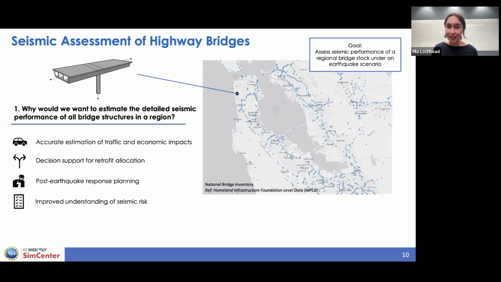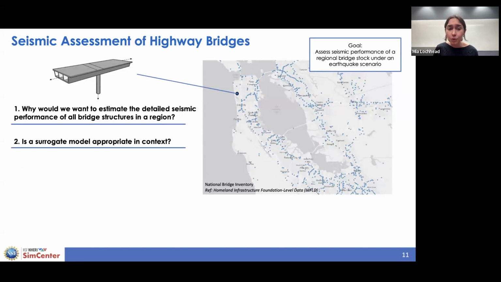Furthermore, the kind of detail that we can get out of these models provides helpful information for decision support for retrofit allocation, and could be helpful in post-earthquake response planning and just overall provide us a better understanding of seismic risk in a community. So there are a lot of reasons why it might be helpful to have this detailed understanding of seismic performance of these bridges in this region.